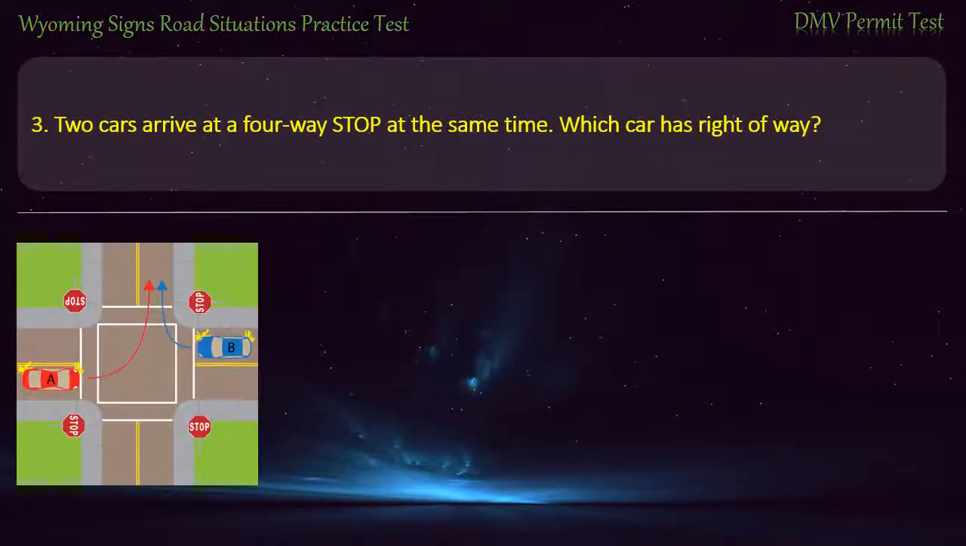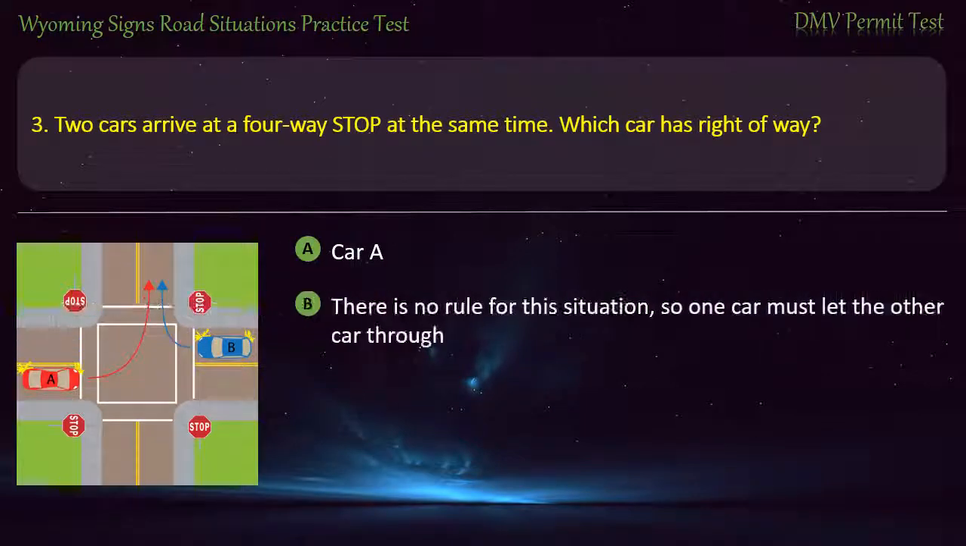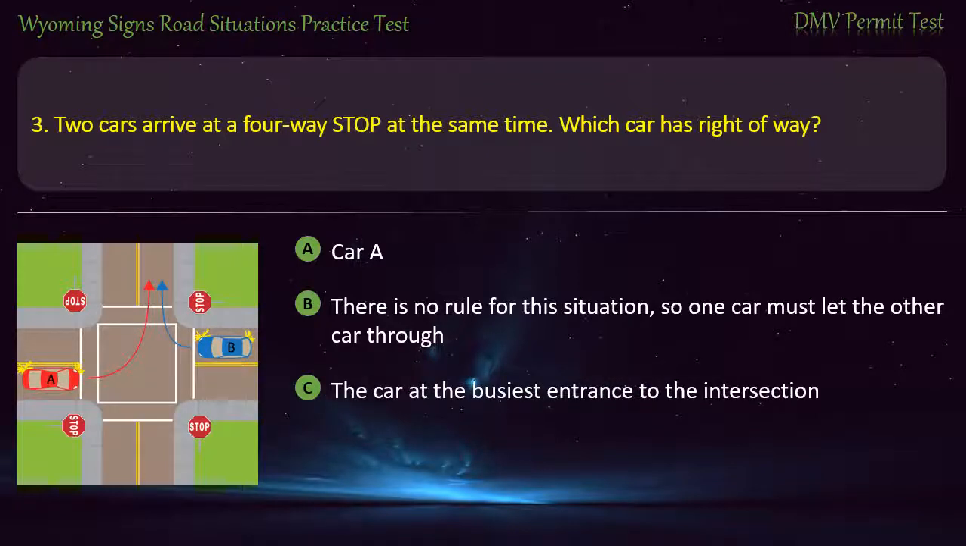Question 3. Two cars arrive at a four-way stop at the same time. Which car has right of way? Car A. There is no rule for this situation, so one car must let the other car through. The car at the busiest entrance to the intersection. Car B. Answer. Car B.